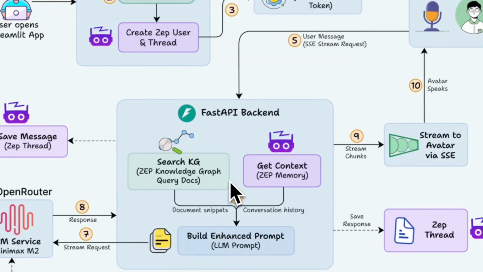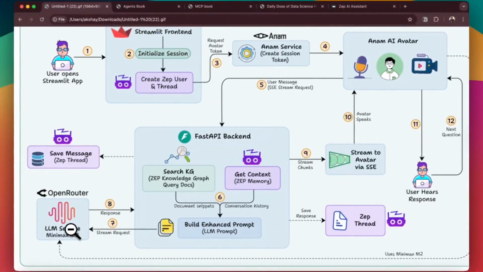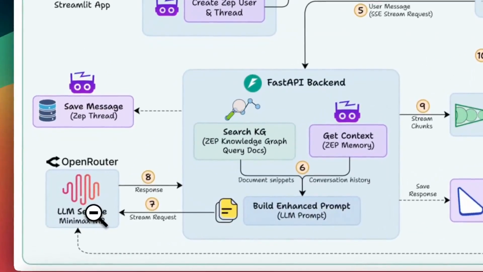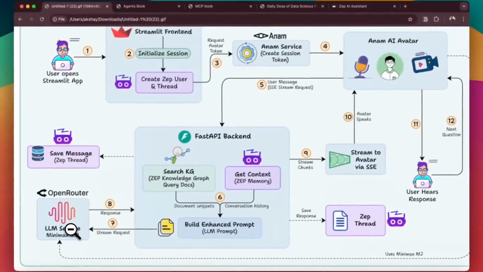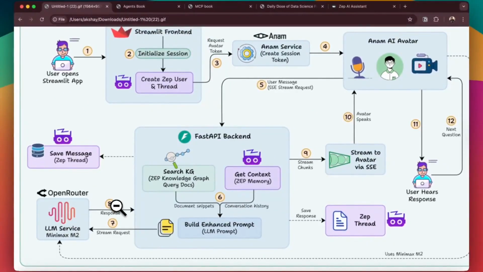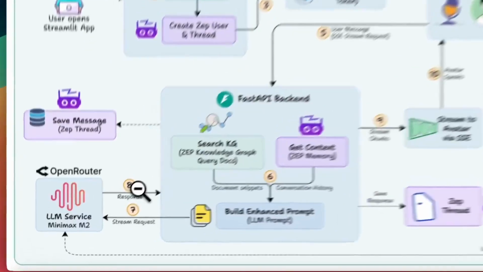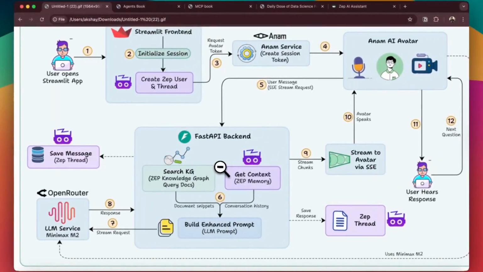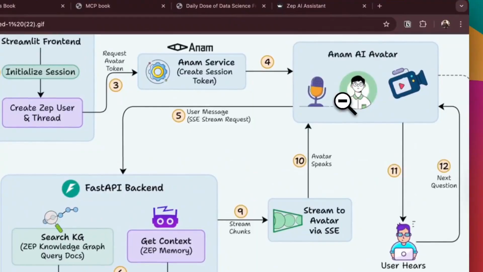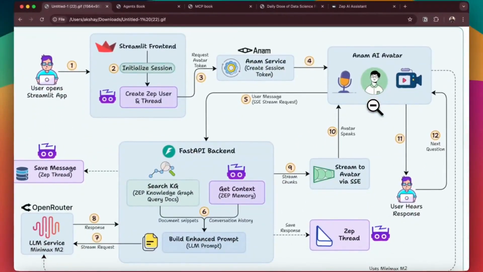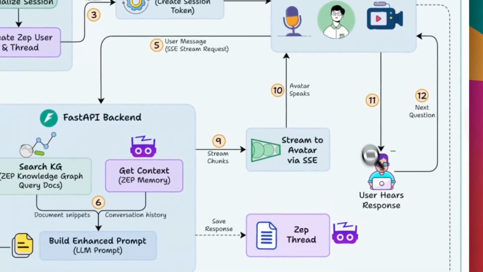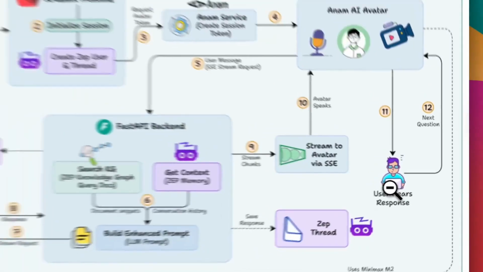The backend searches the knowledge graph and pulls the context from JEP's memory. This means it understands the relationship between data and not just the naive cosine similarity. Now we take this rich context that we fetch from our knowledge graph to an LLM, and then it creates a coherent response. Now again, the backend receives this response and streams it back to the AI avatar. And the AI avatar then finally speaks back to the user, and the user hears the final response.